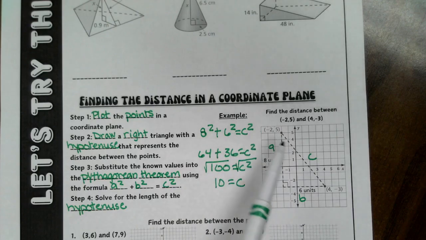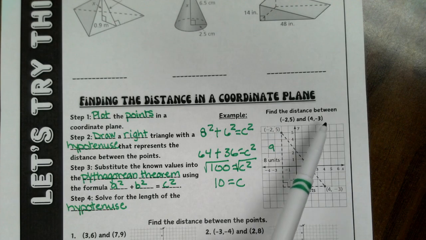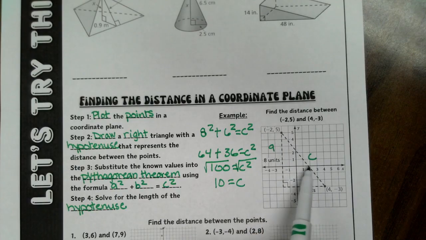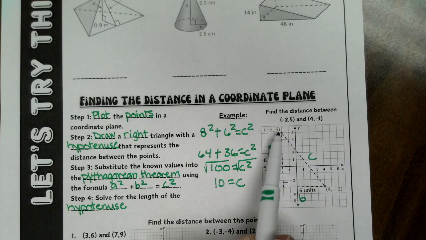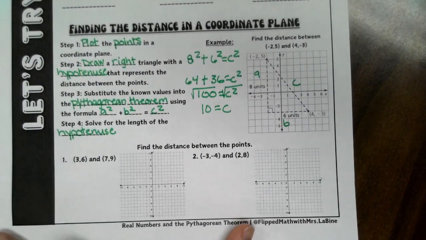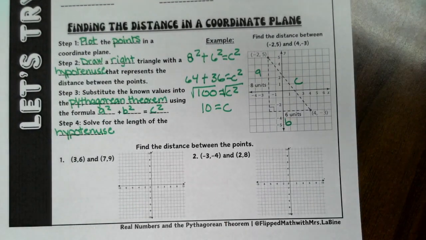So I plotted, to find the distance between (-2, 5) and (4, -3), I went -2, up 5, plotted that point. Then I went 4, down 3, plotted that point. Then I made a right triangle from those points, and that's how I got my 8 units and 6 units. And then I had to solve for C. You're going to try these 2 problems down here and see if you can get those.